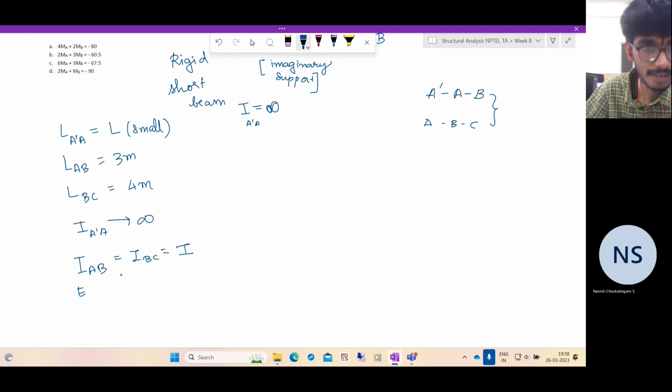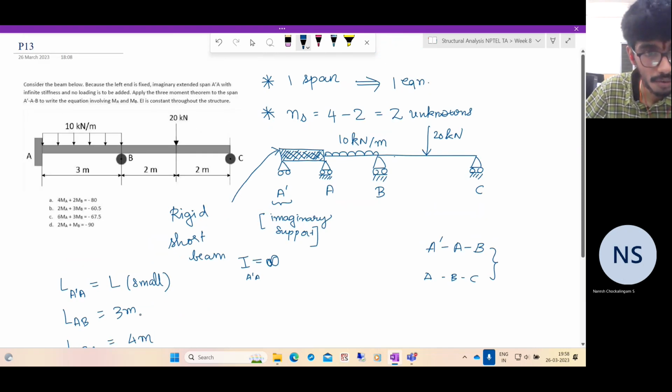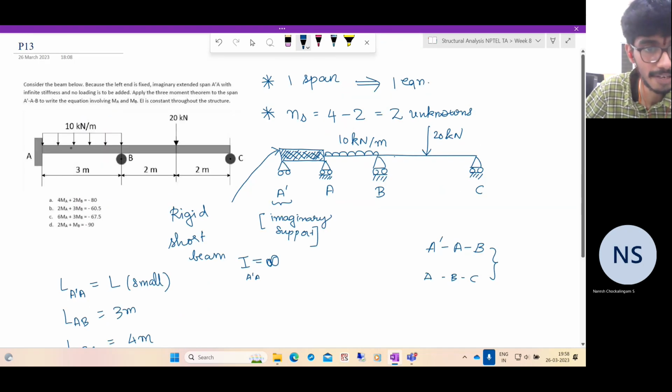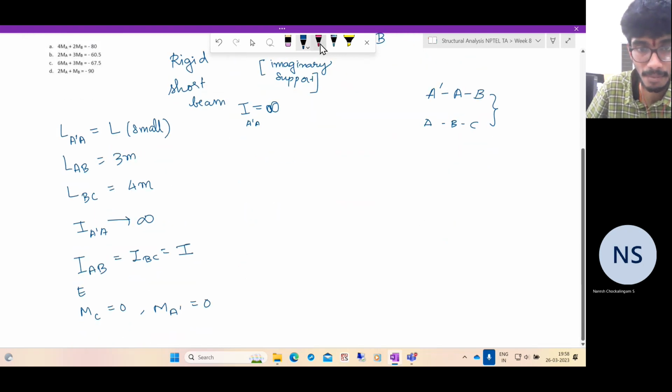Apart from that, we know that MC is equal to 0. The moment at the point C is equal to 0. And the moment at the point A prime is equal to 0 because it is hinge support. What else do we know about this problem? There is no support settlement and there are applied loadings. So first, let us consider the span AB.